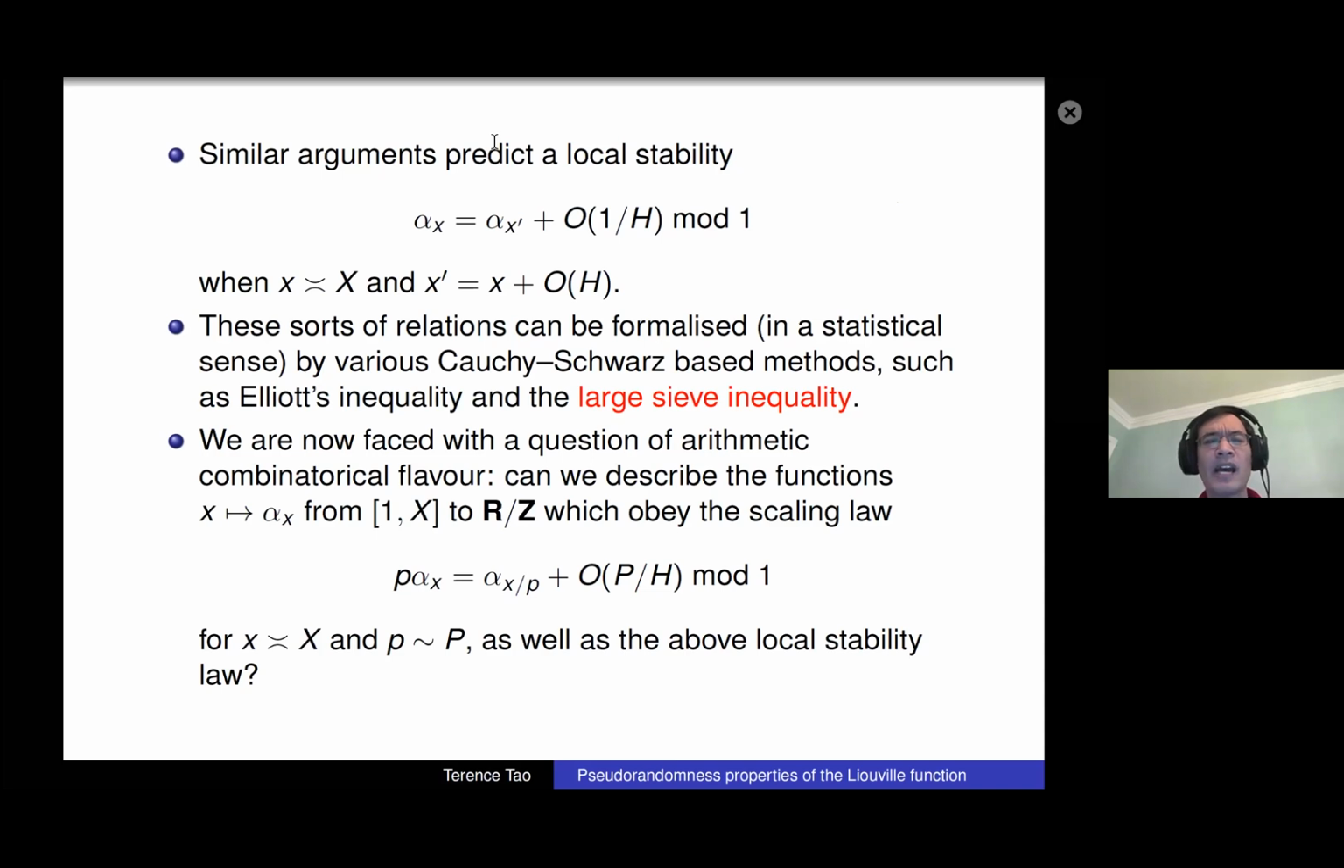Oh, and there's one other equation which is relevant: the music can't change too much over short periods of time. If you have two nearby points x and x prime, and lambda is pretending to be one frequency on one interval, and it's, sorry.